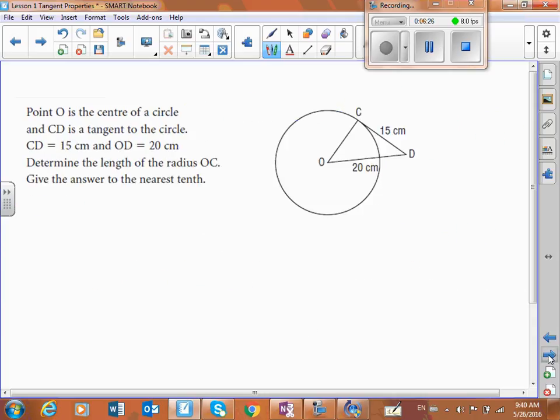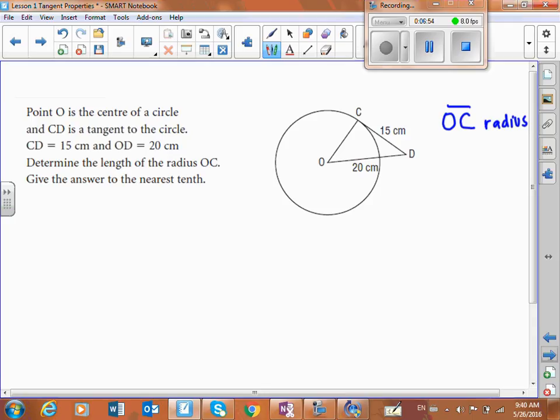Alright, again, we're given lots of information. So point O is the center of the circle. So when you're given the center of the circle, we know that that means we have a radius. So we can say, what's the radius here? Think about it for a second. If I asked you what the radius is, you would say O to C is the radius. Okay, so O to C is the radius.